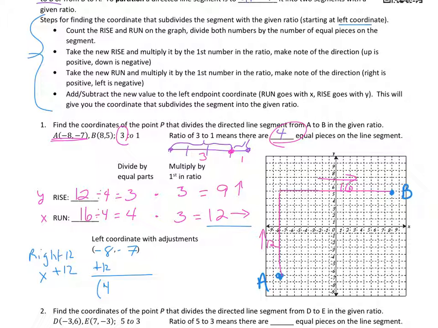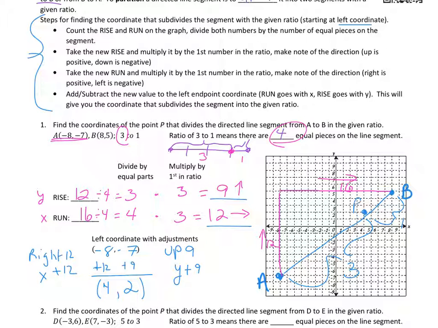Now I'm going to do the same thing for the rise. So since we're going up 9, and when we graph something, if we're moving up, we are adding. So I need to add 9 to my y value. So -7 plus 9 is a positive 2. So if I graph that coordinate on my graph, that means that this is 3 equal pieces and this is 1 equal piece.